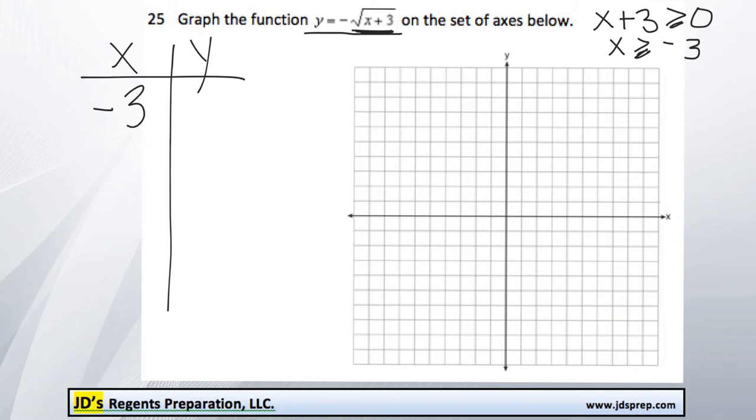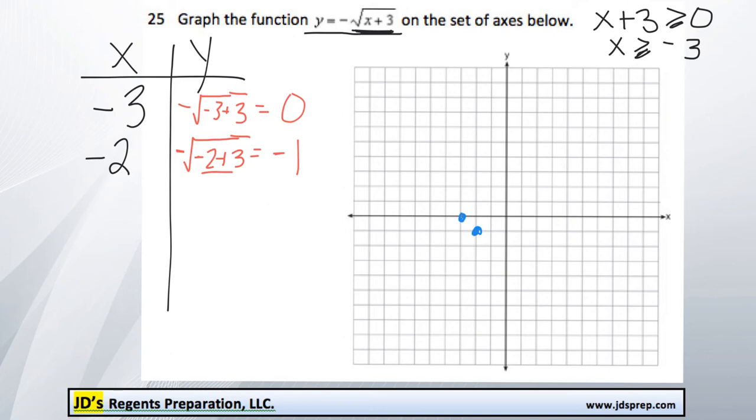Now to find the output, I'm going to find the negative square root of negative 3 plus 3, and that would just become 0. The point negative 3, 0 is here, so that's going to be our first point. Okay, next one. Let's try if x is negative 2. Then we're going to find the negative square root of negative 2 plus 3, which is the square root of 1, so this becomes negative 1. And negative 2, negative 1 is right here.